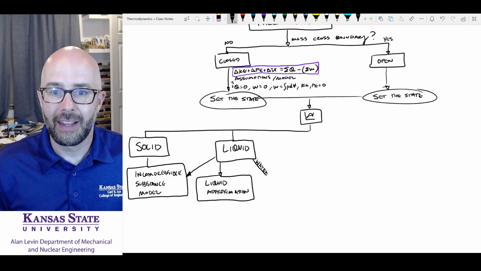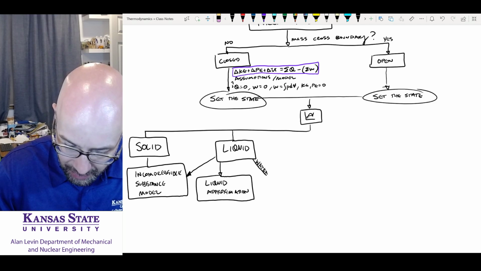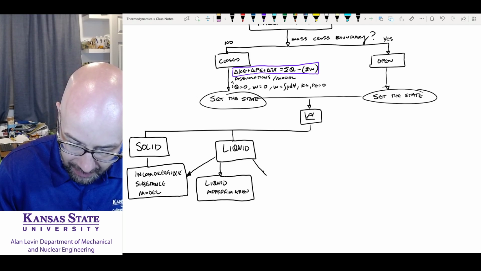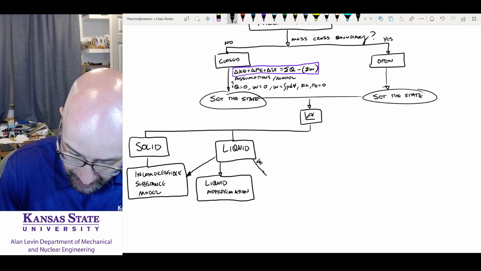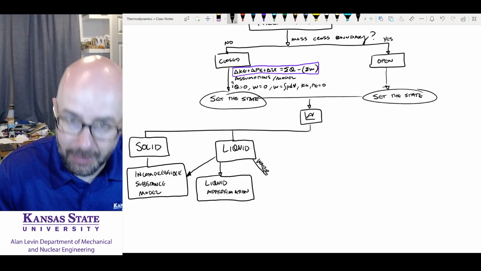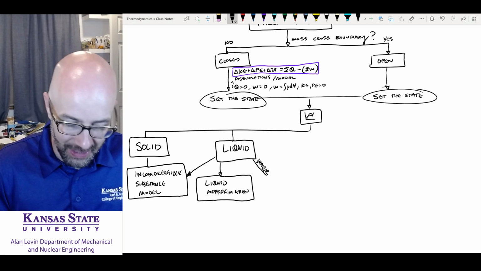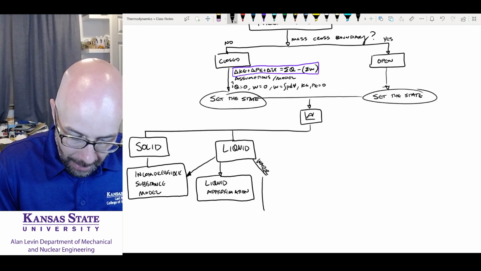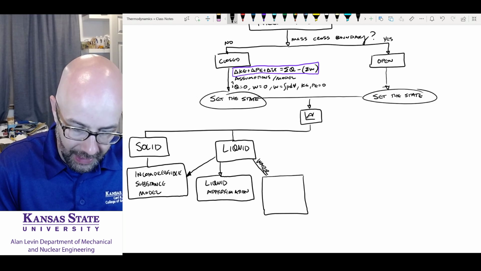Oh, that's terrible. Just turn your worksheet to the side, Wanklin, and type it in here. Water. My handwriting is bad enough on this tablet. If we're water right there, we can go and we can do the compressed liquid table.